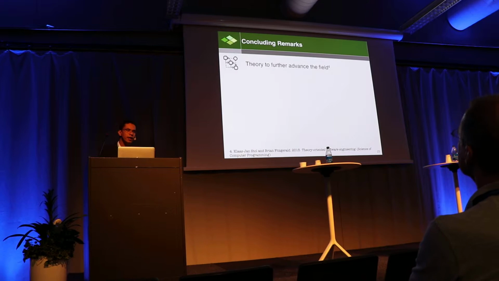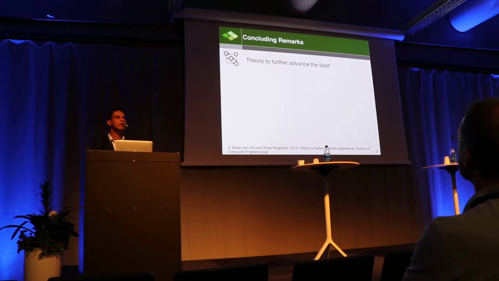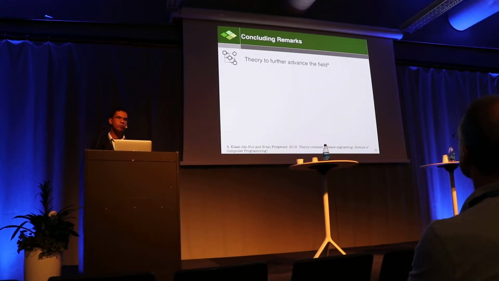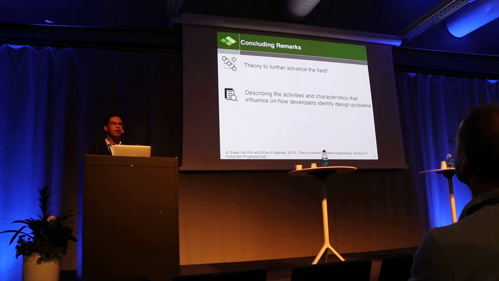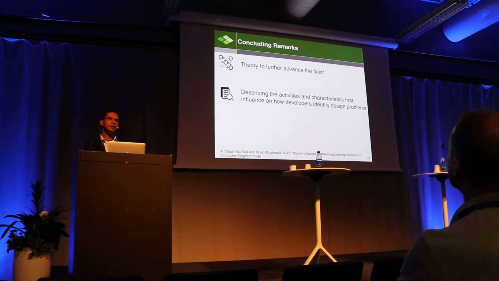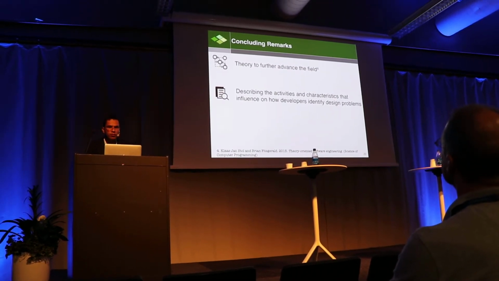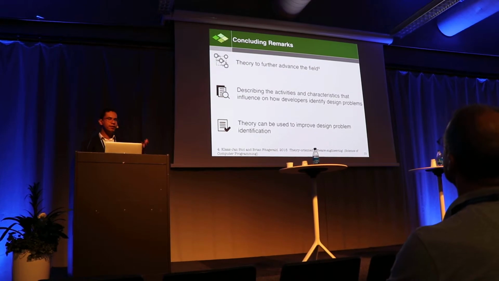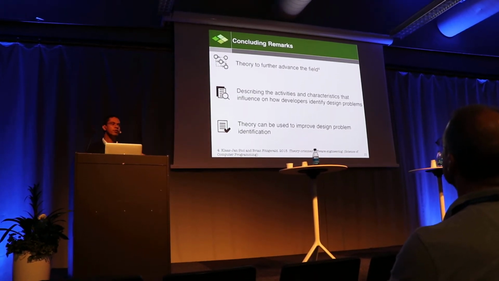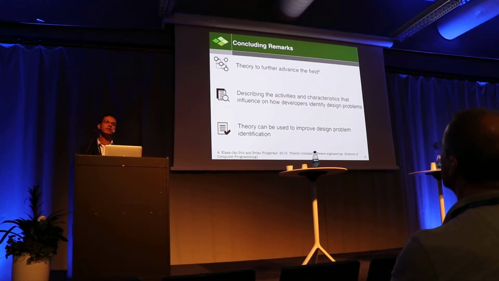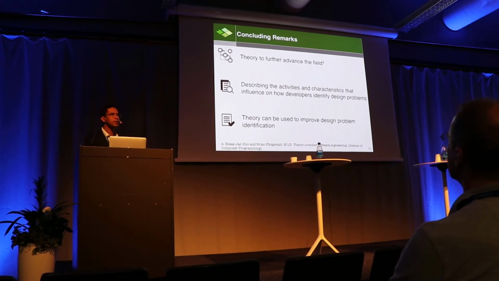And just to conclude, we know that software engineering is a recent area and we need theory, and this was a contribution for the field. And based on this theory, we can describe the activities, factors, characteristics, and steps that influence how developers identify design problems in the source code. And not only describing the theory, but we can also use this theory to improve the state of the art. For instance, creating solutions and techniques that can help developers to identify design problems.